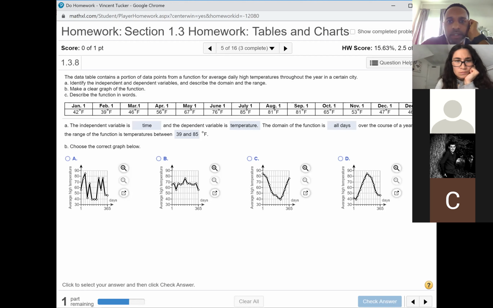So these are averages, I guess, because it says average daily high. That word right there, average, is probably why it allows your domain to be all days. I know the way it's set up, I would initially have thought certain days. But once again, you'll see the things they're expecting of you as you go throughout the problems.